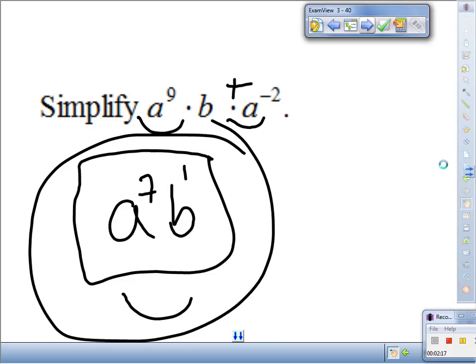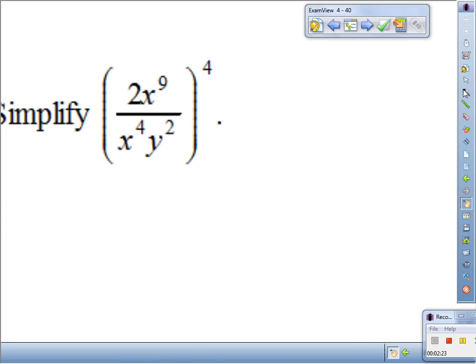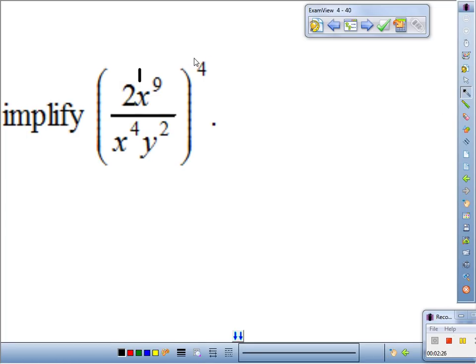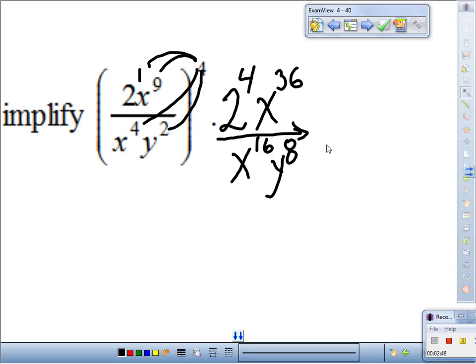Number 4. Here we go. Once again, anything that does not have an exponent, what do you write? A 1. So here's a 1. When you draw the arrow, that's when you multiply. What is 4 times 1? 4. So you write 2 to the 4th. 4 times 9, that's 36. So it's x to the 36 over. 4 times 4, that's x to the 16. 4 times 2, that's y to the 8.